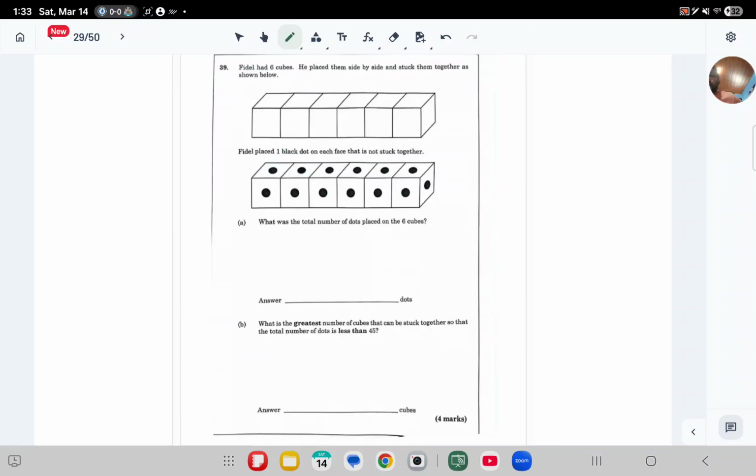Number 39. Fidel has 6 cubes. He placed them side by side and stuck them together as shown below. Fidel placed one black dot on each face that is not stuck together. Good. So we know now that a cube has 6 faces.